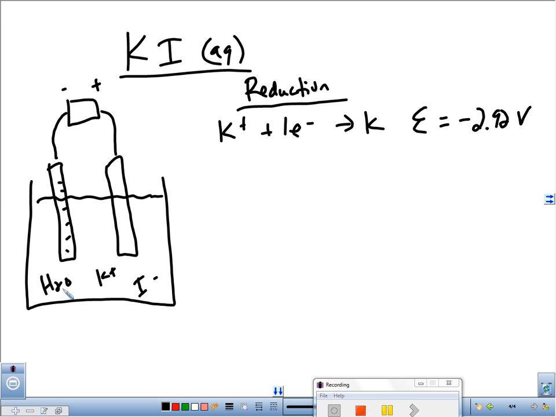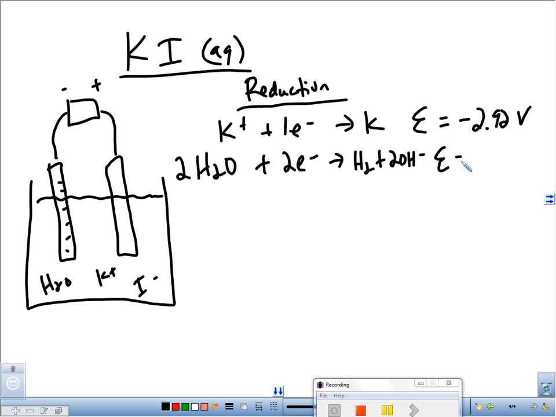However, we have other things in here that might like electrons. We have water molecules that might like electrons. Look at your sheet. See anything with water plus electrons on your sheet? How many H2Os? 2 H2O plus what? 2 electrons yields what? H2, so a gas, plus 2 OH minus. And what's that potential? Negative 0.83.